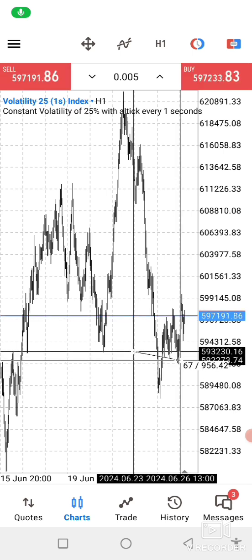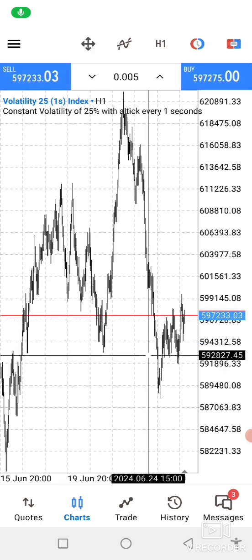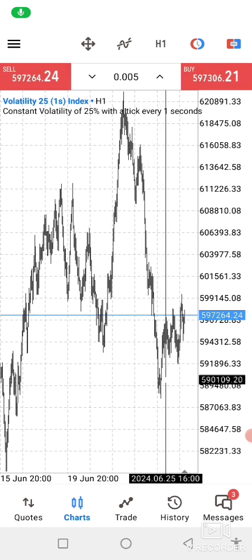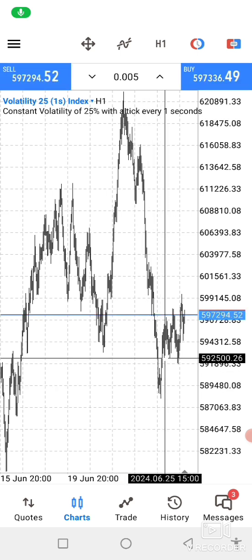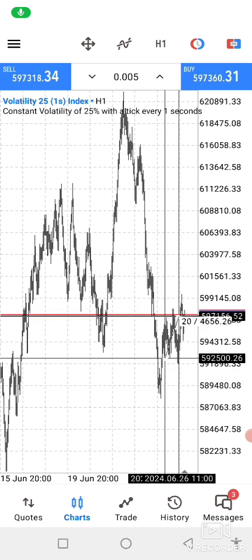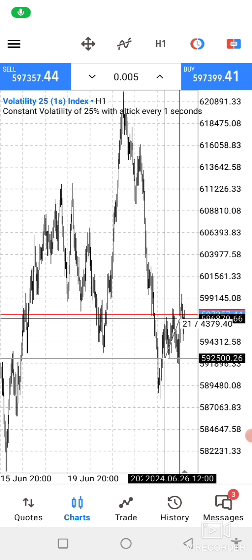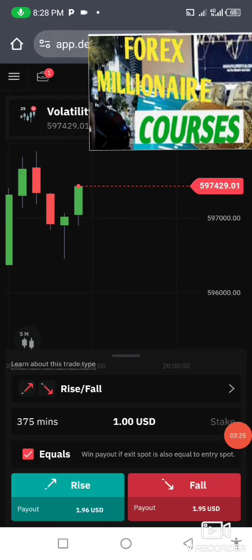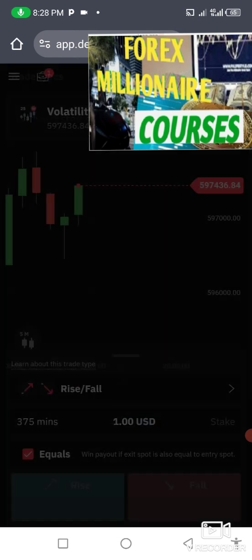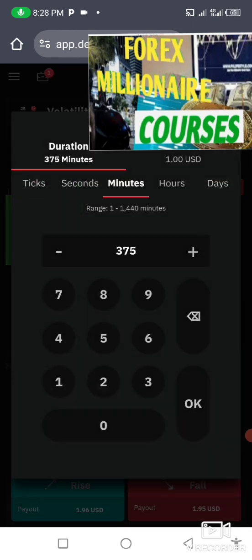But if you were able to trade this market in a rise and fall market, and maybe we give it 750 minutes, if it draws down like this, it's going to come up and you are going to end up with winning. So that is the power. I'm going to show you one more time. This is where the magic happen. You select rise, and then put the time and the stake.